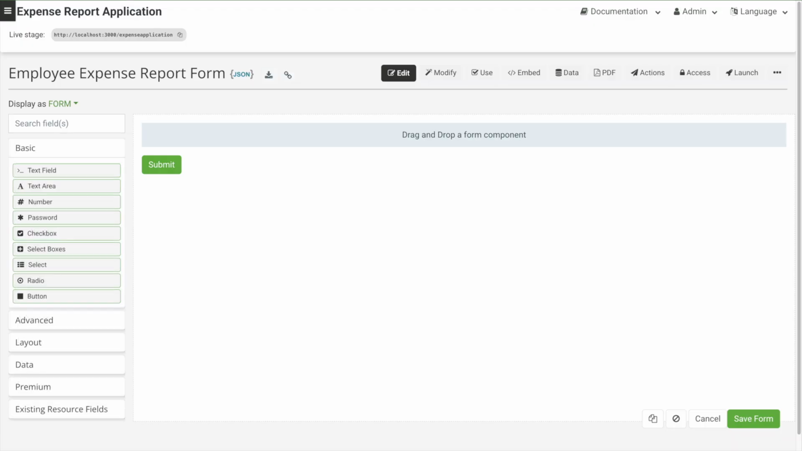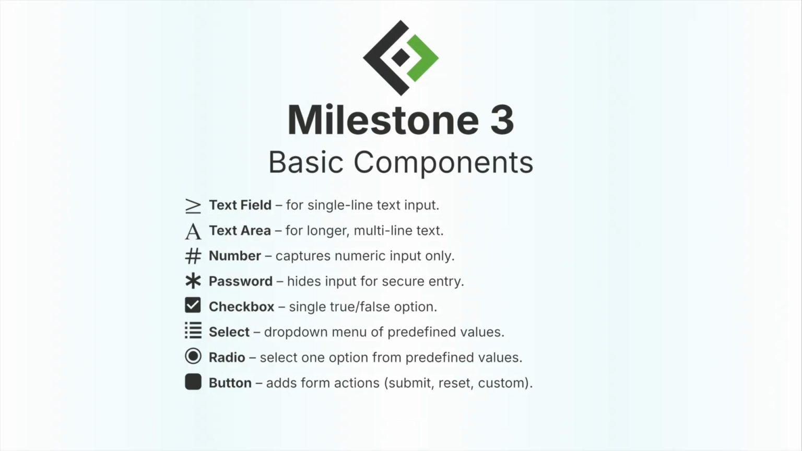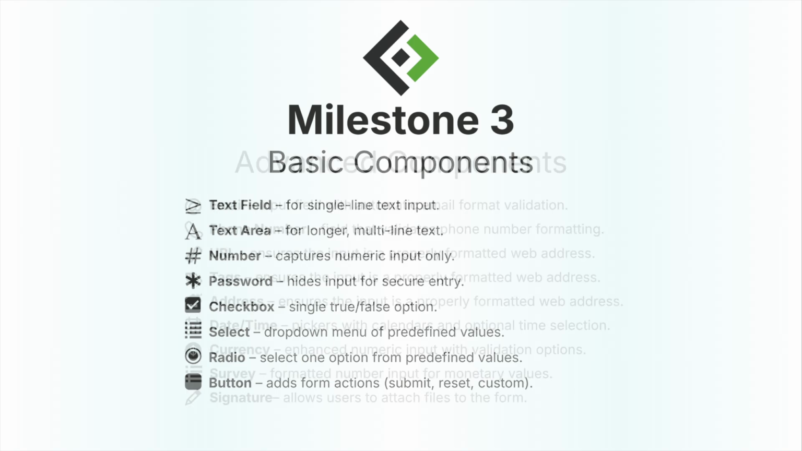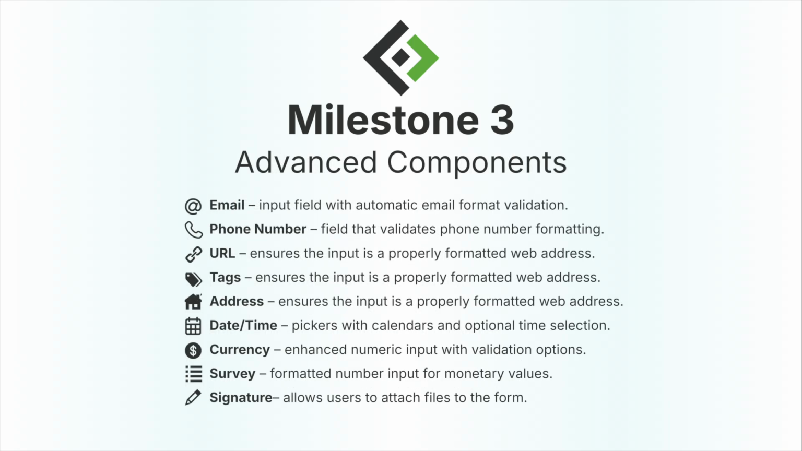We'll move quickly here through the main component groups, but feel free to pause for details or visit the help documentation for a deeper look at these components. The basic group includes common fields like text fields for basic text input, as well as value-based components like radio buttons and select dropdowns. The advanced group includes components with built-in inputs and validations such as email and phone number fields. It also offers more complex options like the date and time calendar picker.